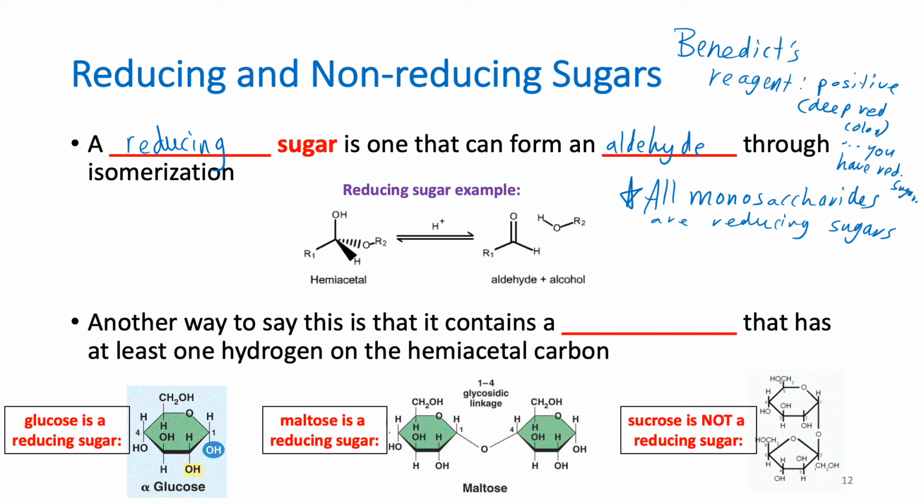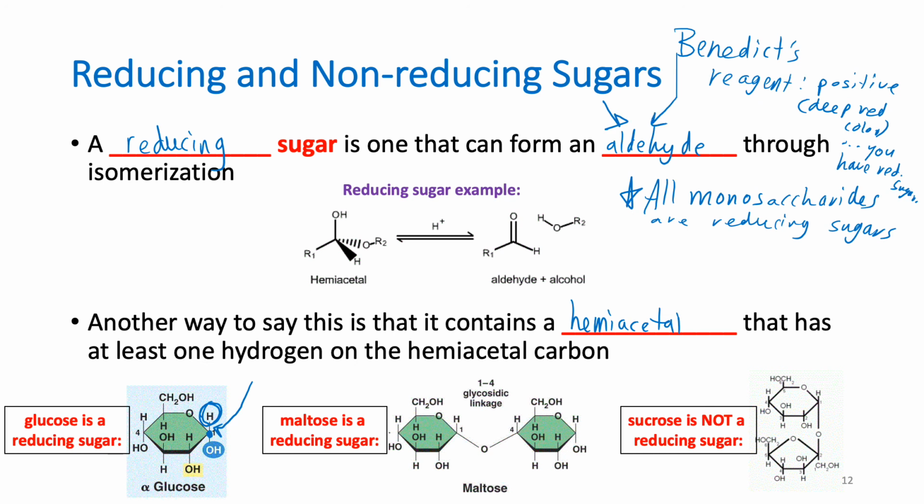Another way that you can say this is not by that convoluted definition, one that can form an aldehyde through isomerization, but you can also say if it contains a hemiacetal, and this is going to be really useful in determining reducing versus non-reducing sugar. Okay, and so let's look at glucose down here. Notice right there at carbon 1 it has a hemiacetal, so I already know that that is going to be a reducing sugar. I know this because if you were to convert it back to the Fischer projection, the open chain model, that will be an aldehyde because there's an H right here. If it had CH2OH, that would have been a ketose. Remember, you're trying to form an aldehyde through isomerization.